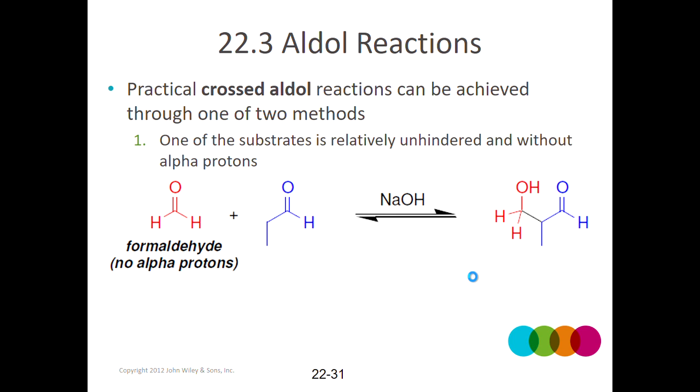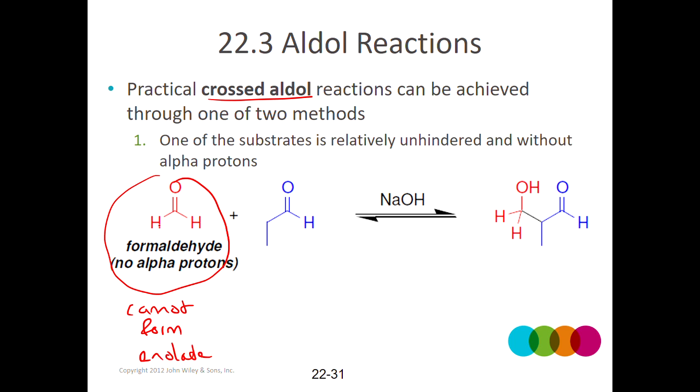So one strategy to do this kind of crossed Aldol reaction is if one of your compounds cannot form an enolate. It doesn't have any alpha carbons. So it doesn't have any alpha protons. It can't form an enolate.